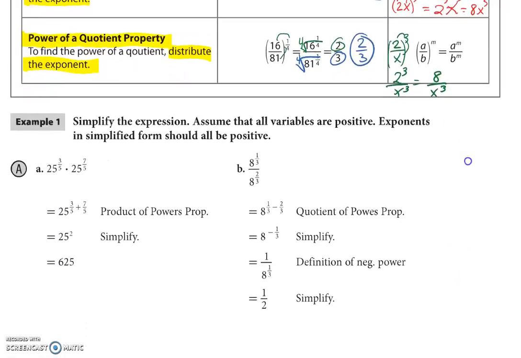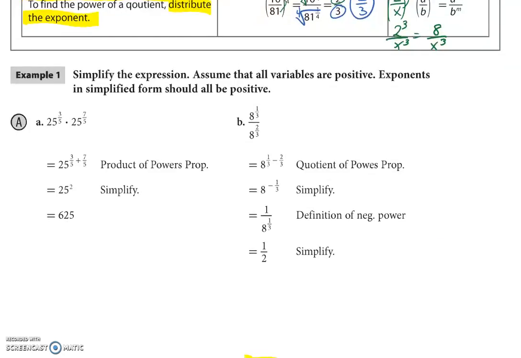So let's try these in example 1. Example 1 says simplify the expression, assume all variables are positive, and exponents in simplified form should all be positive. So here I have 25 to the power of 3/5 times 25 to the power of 7/5. I'm going to add my exponents, and I get 25 to the power of 3/5 plus 7/5, which is 10 over 5, which is 2. So 25 squared is 625.